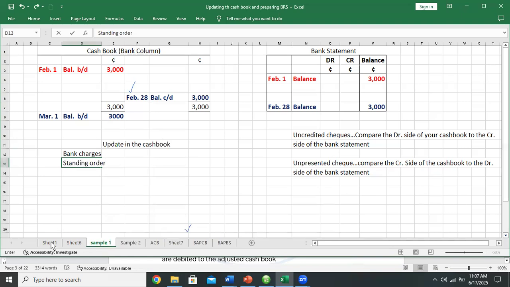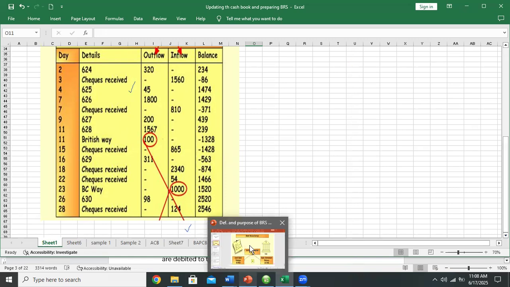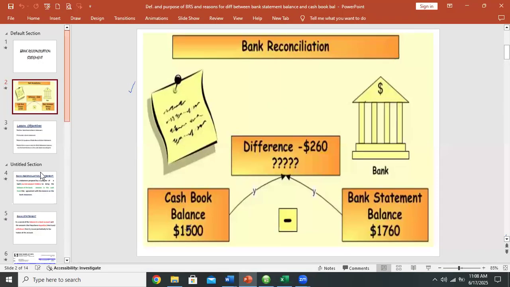Let me see if the sample I have here has the bank charges. Okay, we don't have bank charges here. I think I showed another one. Let me see, the one I showed, the sample. Let me check.